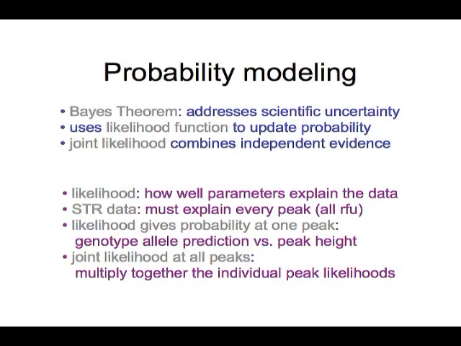So what are all these terms? Likelihood describes how well parameters explain the data. These parameters may be genotypes, mixture weights, peak certainty, stutter, relative amplification, and so on. The STR data must be explained at every peak in terms of the RFU. Now, the likelihood gives us the probability at one peak, when we compare one predicted peak to an observed peak. But then, to look at all the peaks in a STR pattern at one locus, mathematically, we simply multiply together the individual peak likelihoods. This is very easy for a computer.